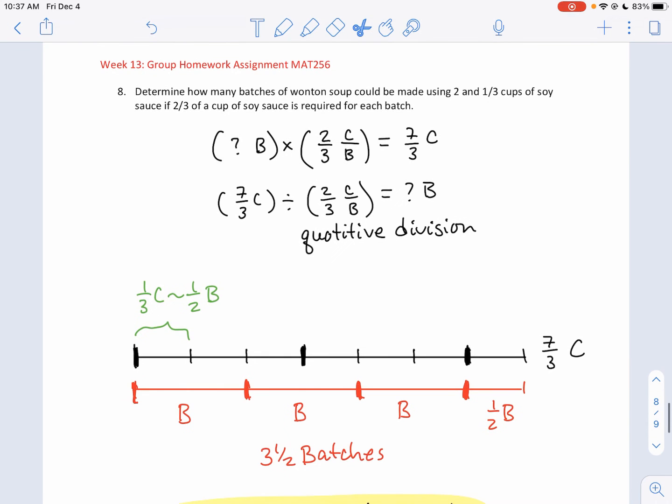And number 8, the last one, we're doing batches of wonton soup and soy sauce. We are told that 2/3 of a cup of soy sauce is required for each batch. That's a multiplicand right there. That gives us this part, 2/3 cups per batch, C per B. And we're trying to figure out how many batches, so we don't know the multiplier, but we do know the product, 7/3 cups. And so this is a quotative division case where we have 7/3 divided by 2/3, with the interpretation of how many 2/3 does it take to make 7/3. And that's going to give us how many batches we need.